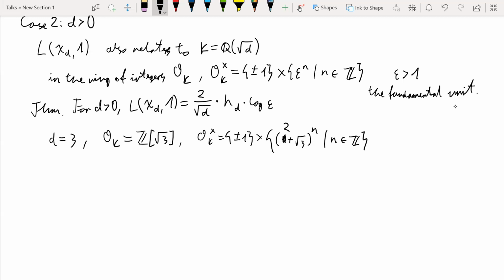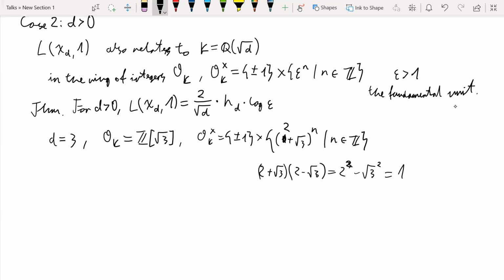And where does that come from? So why is this a unit? This is because if we take 2 plus root of 3 times 2 minus root of 3, which is obviously also in this ring, this gives us 2 squared minus root 3 squared, which is precisely equal to 1. So this is indeed a unit. And with some pretty elementary arithmetic, you can show that there are no other units apart from ones of this form.